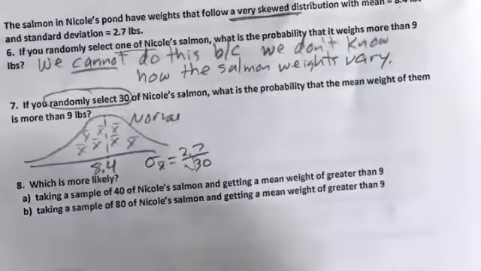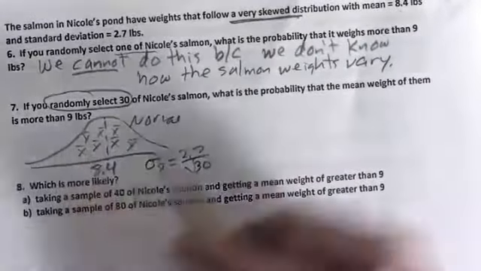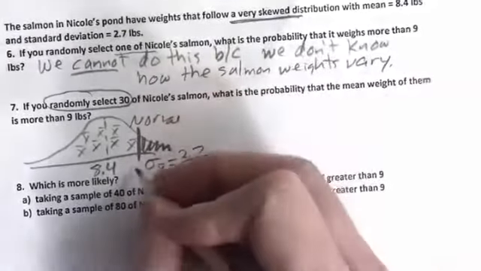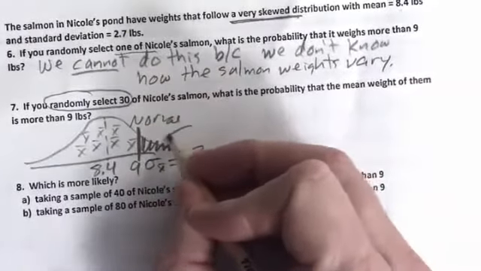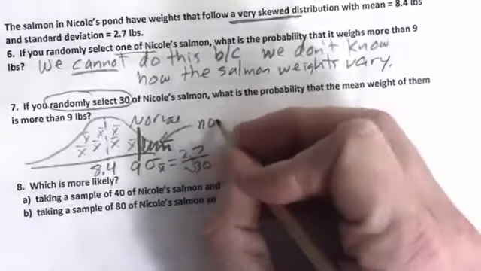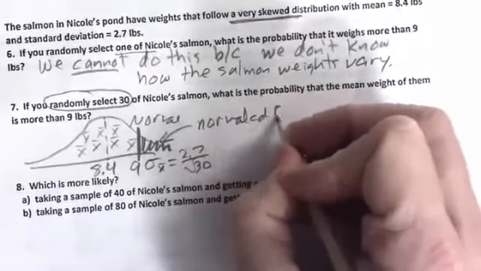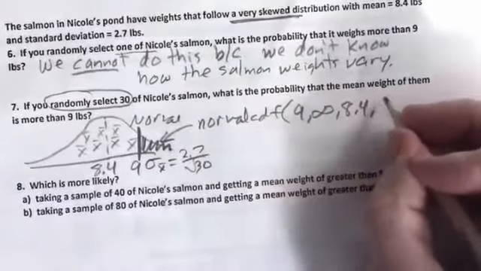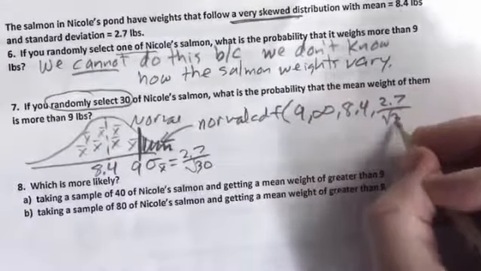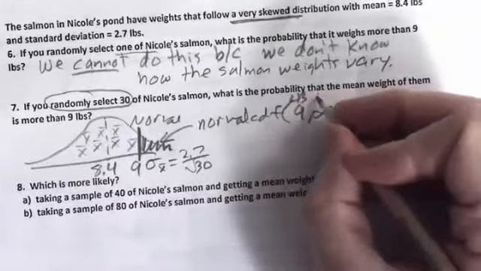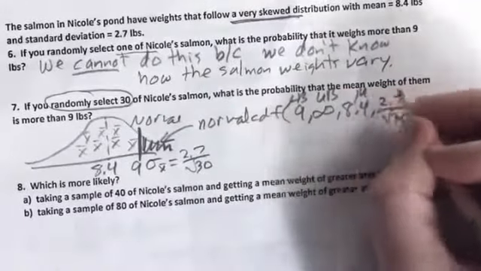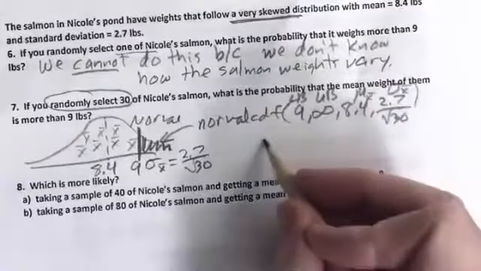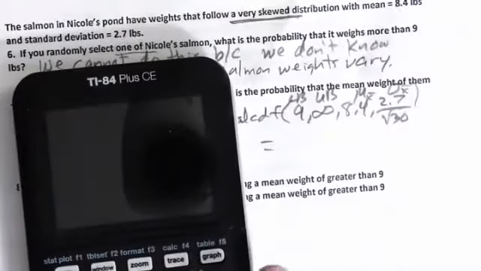Now we want to know the probability of more than 9. Well, 9 is somewhere up here, so greater than 9 would be our shaded area. To find that area, we do normal CDF from 9 to infinity, our mean is 8.4, and our standard deviation is 2.7 divided by the square root of 30. Label that LB for lower bound, UB for upper bound, mu of the X bars, sigma of the X bars. That's once again showing your work, as we've done all year with normal CDF.